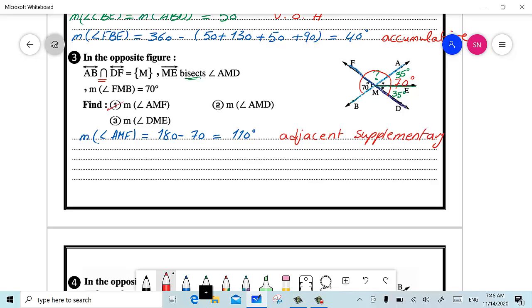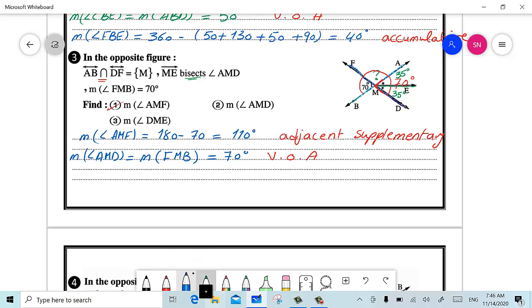Let's go now to see the second requirement. They want me to find the measure of angle AMD. Here is the angle AMD he is looking for. I have already calculated it when I was seeing the givens. We said that measure of angle AMD is equal to measure of angle FMB, and both of them are equal to 70 degrees because they are simply vertically opposite angles.